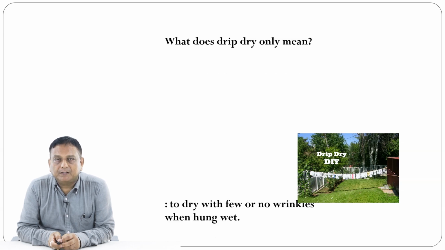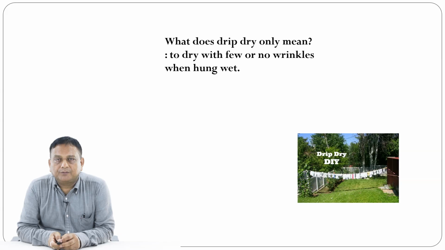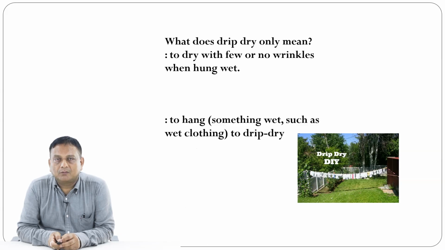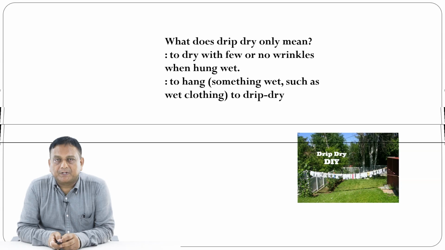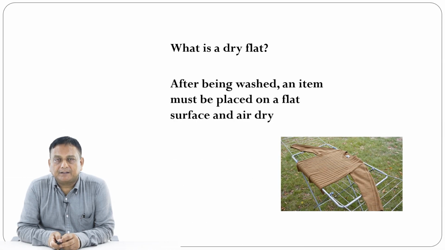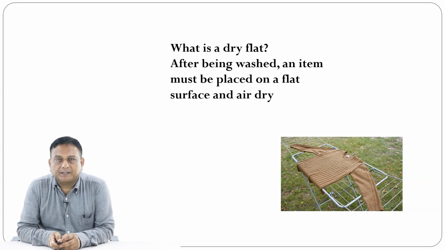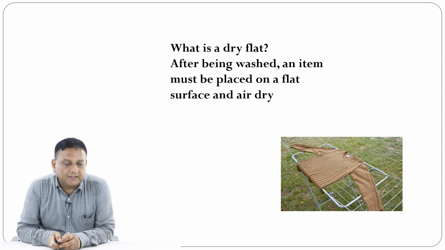Now apart from that, there is also drip dry. What does drip dry mean here? To dry with few or no wrinkles when hung wet, to hang in such a fashion that the water will come out and drip. So to drip dry the material. Then comes flat drying, dry flat. After being washed, an item must be placed on a flat surface and then air dried. That is called dry flat.